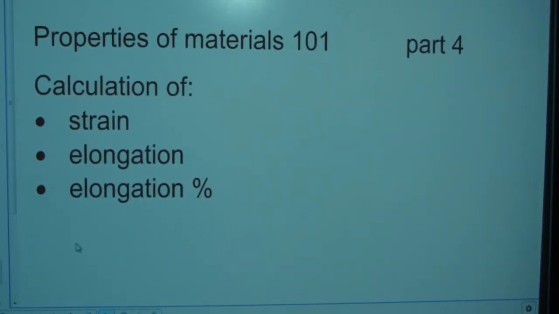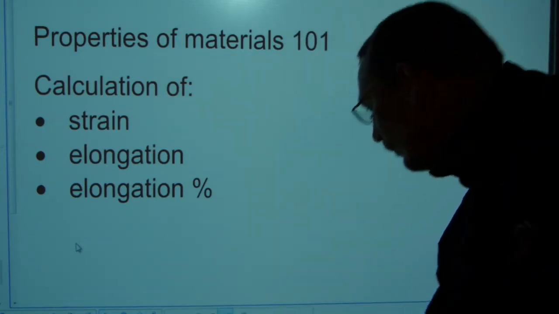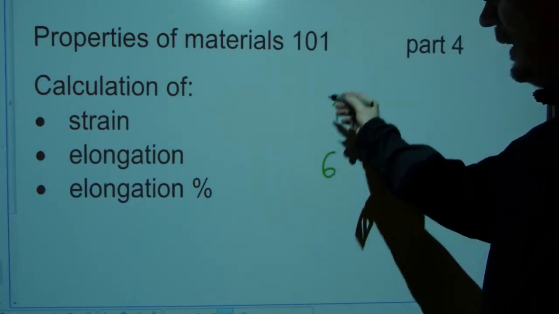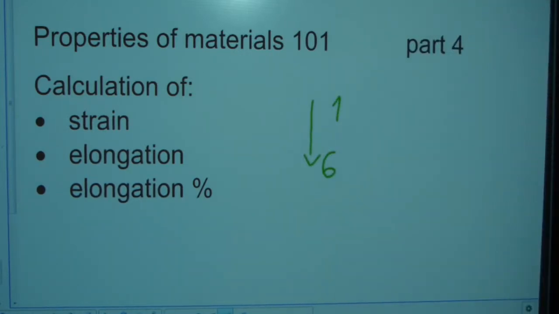As promised in the second and third parts of this introductory series to properties of materials, in this video I have a comprehensive set of calculations on strain, elongation and elongation percent. I'll show you 6 sample calculations, where calculation 1 will be the easiest, gradually progressing in difficulty to calculation 6. I'm trying to take not much more than 20 minutes with this, but it also needs a little explanation.